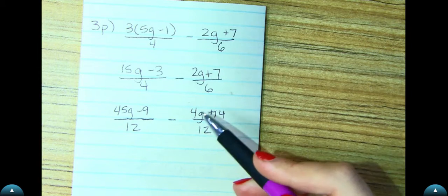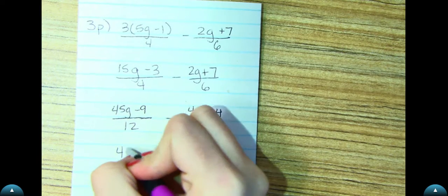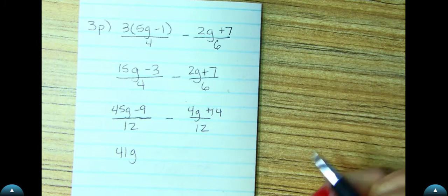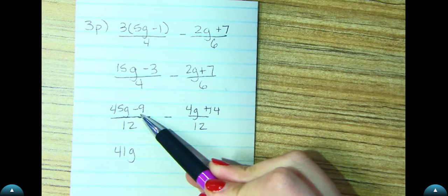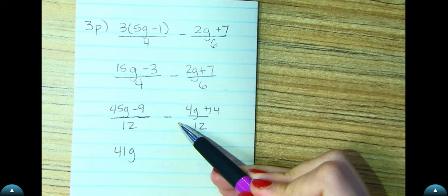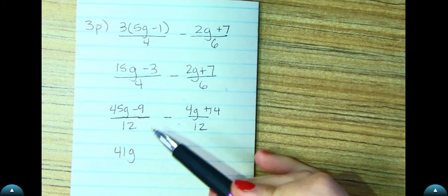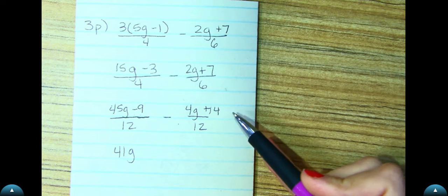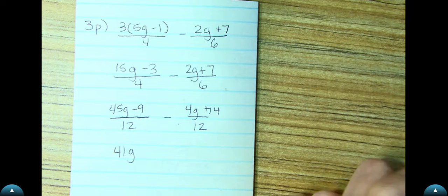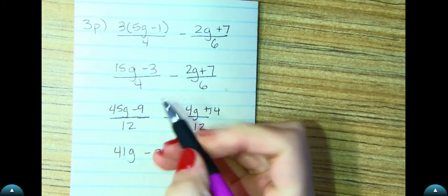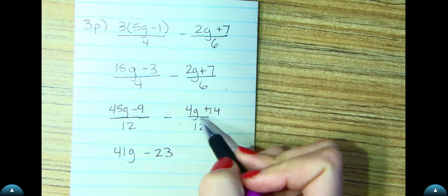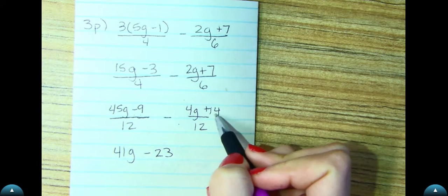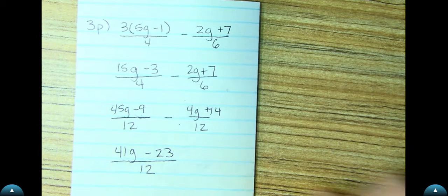Now I have 45g, and I'm subtracting 4g. 45 minus 4 is 41, and there's a g. Then I have negative 9, and I'm subtracting 14. Negative 9 minus 14 tells me to keep going backwards, and I'm going to be at negative 23. And then this is all over 12.